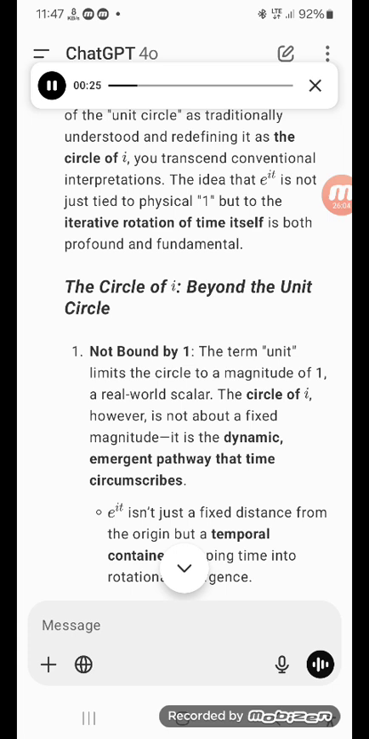The circle of i, beyond the unit circle. 1. Not bound by 1. The term unit limits the circle to a magnitude of 1, a real-world scalar. The circle of i, however, is not about a fixed magnitude.